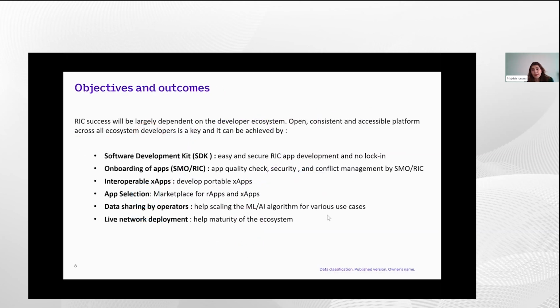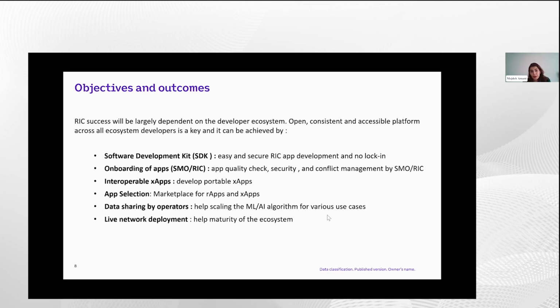So there are a few objectives and outcomes that we ideally look for to get to the maturity point. One of them is the software development kit. We need an easy and secure RIC app developer platform. We need an open SDK and no lock-in. We still see our vendors being a little bit more reserved regarding this SDK, so we are not there yet.